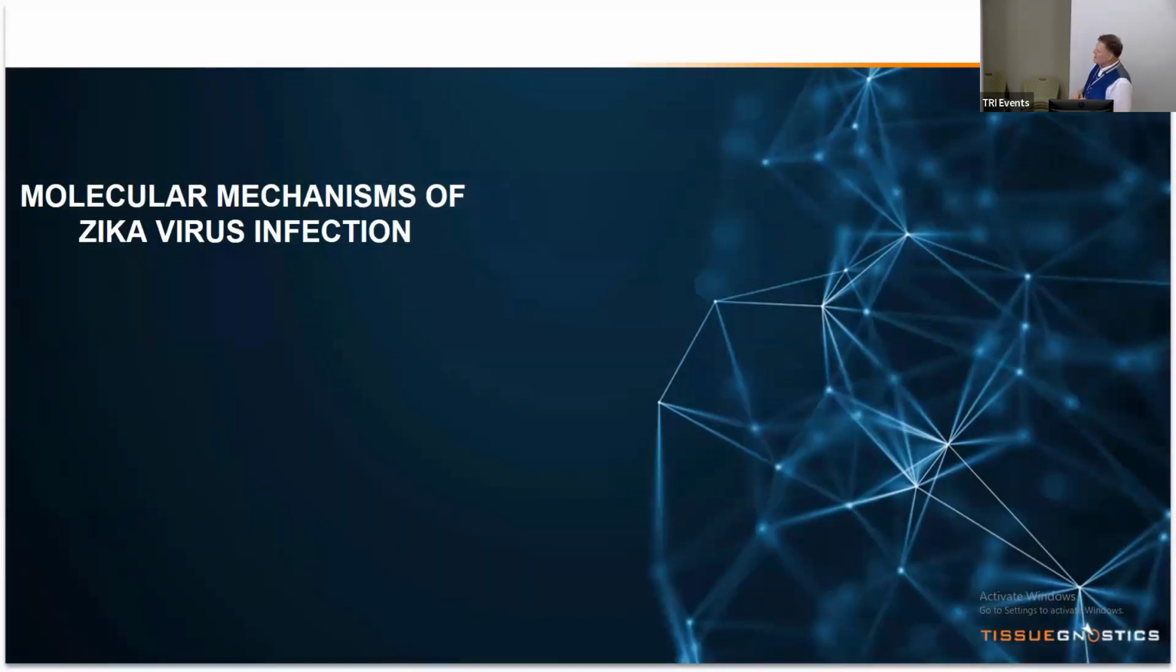This system has been applied, and you can look on the TissueGnostics website in the research section. There is a searchable database because we track what our users in more than 60 countries around the world do with this platform. And we have now more than 2,300 papers published from our users.